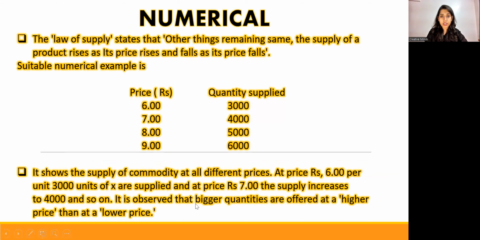Here we will check some numericals. The law of supply states that, other things remaining the same, the quantity supplied of a product rises as the price rises, and falls as the price falls. Here we have three values. If the price of the product is 6 rupees, the quantity supplied is 3000. If the price is 7, the quantity increases to 4000. If the price is 8 rupees, the quantity increases to 5000.